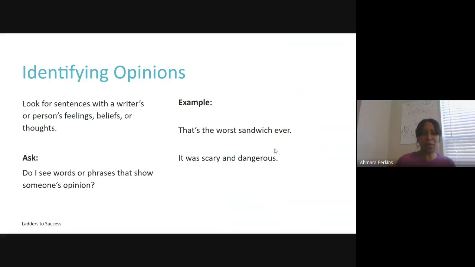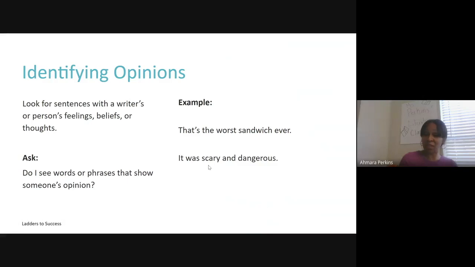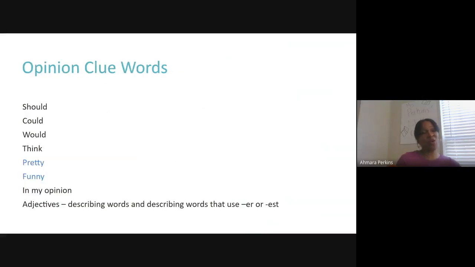And even though that sandwich may be peanut butter with marshmallows and pickles and mustard, and it might be a terrible tasting sandwich, to someone else, they might enjoy it. So when they said worst, that's based on someone's feelings. That's not a fact. It was very scary and dangerous. Scary, dangerous, those are also words that describe someone's feelings. Okay? All right, so let's go on.